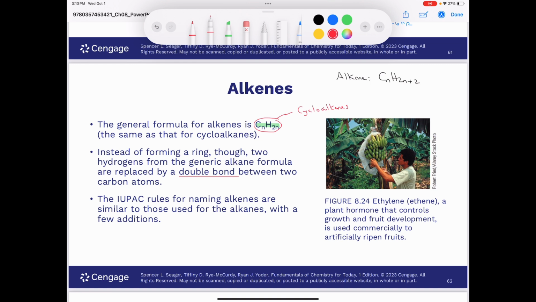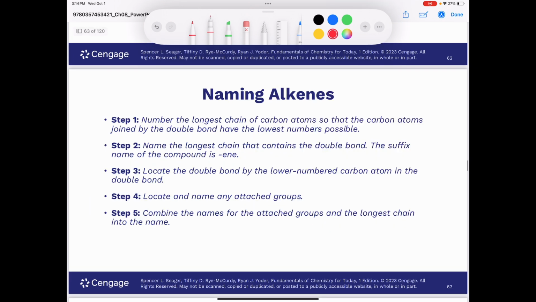And the IUPAC rules for naming alkenes are similar to the ones that we saw for alkanes, with just a few modifications. So here's what we're going to do when we're naming an alkene. And I'll just put one in here. Let's say we have something like this, then we have a double bond here, then we have something that looks like this. Okay, there we go. So there's an alkene that I just made up.